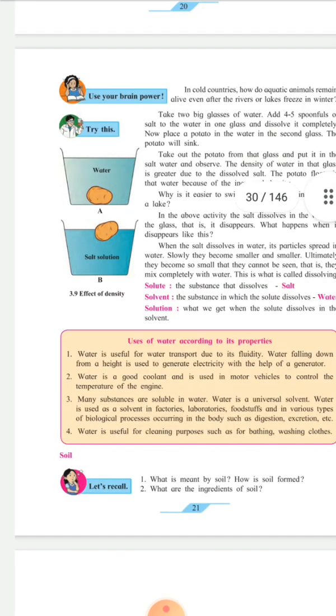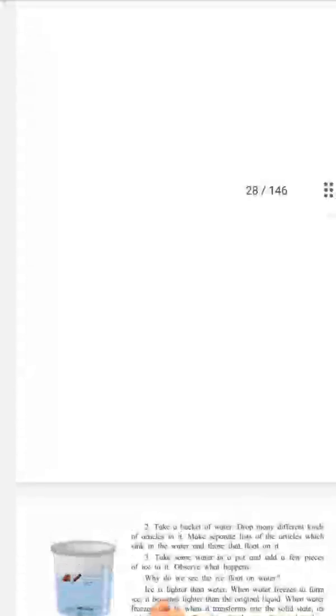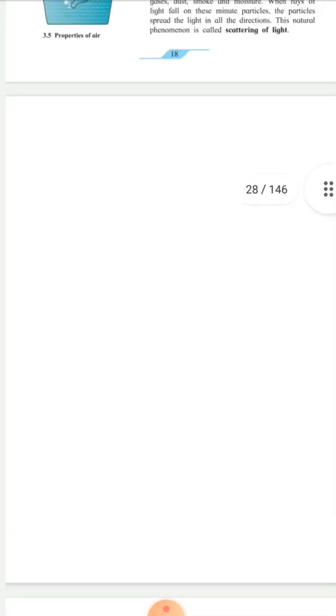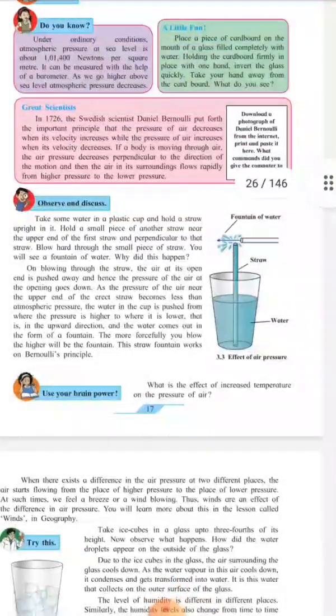Next point we can see, this one. Observe and discuss. Take some water in a plastic cup and hold a straw upright in it. You can see in the picture.